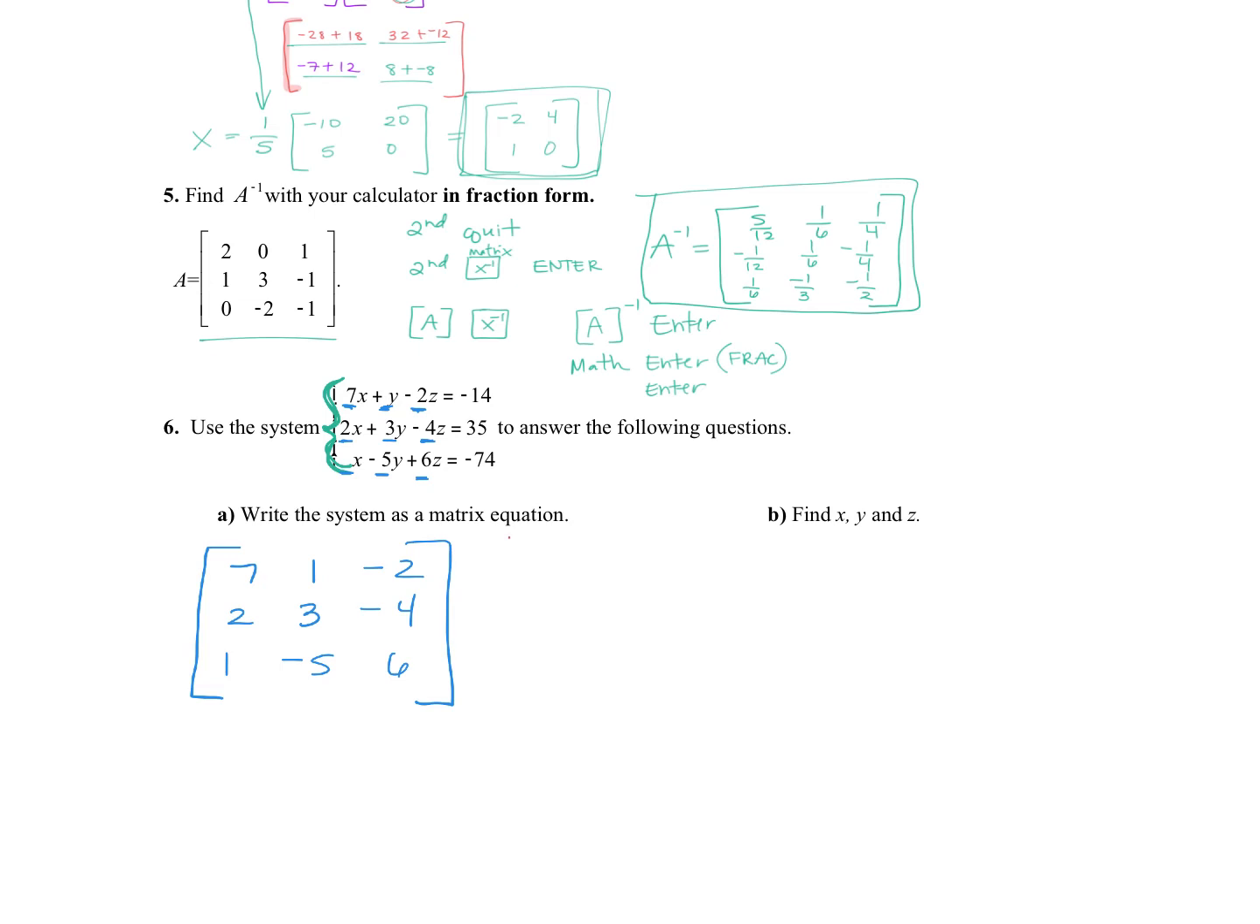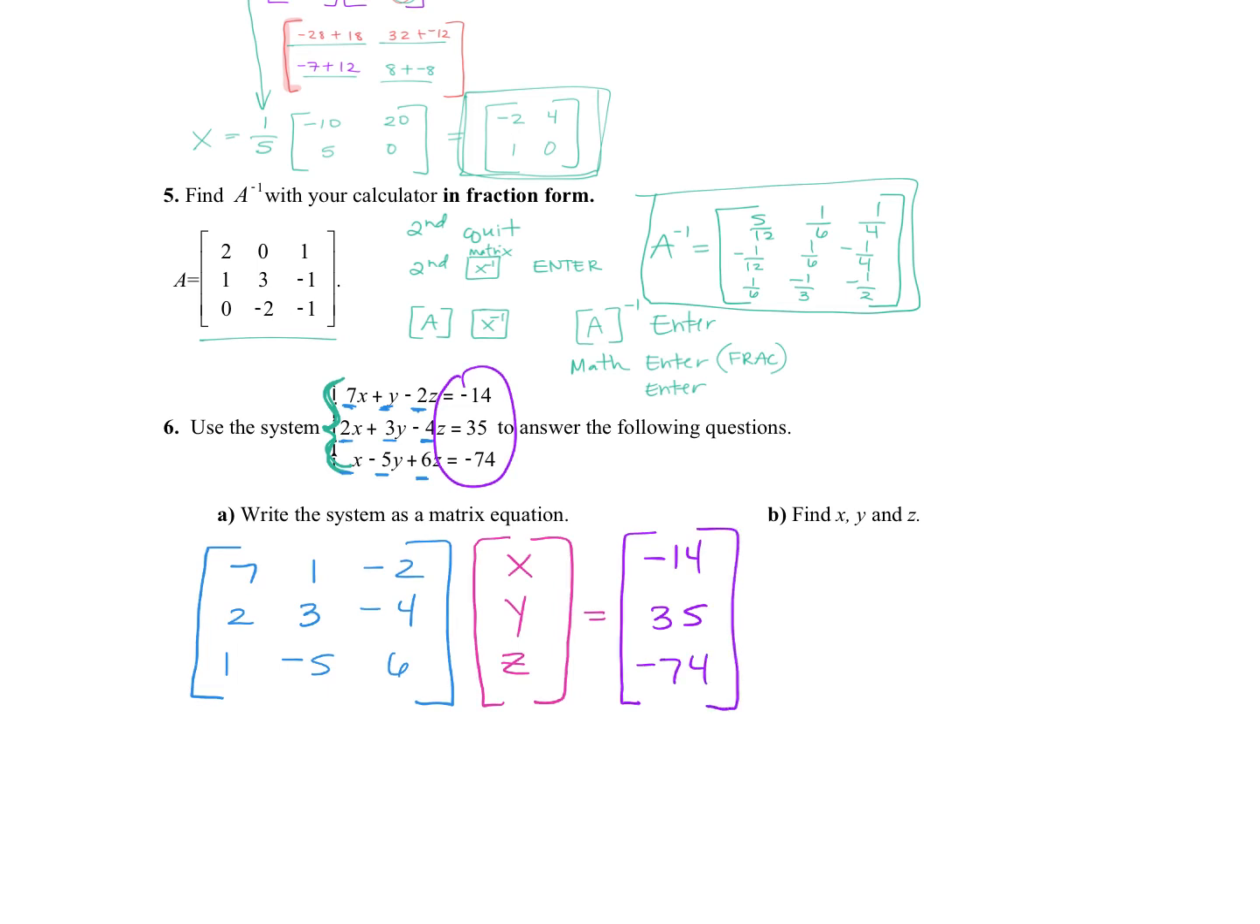Then you have this next one. Tell your neighbor what this one's called. This is X, Y, and Z, and that is your variable matrix. And then you have your last one, and that is from these numbers. So -14, 35, and -74, and that is your constant matrix, okay?